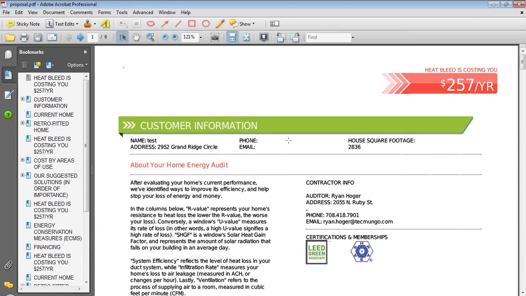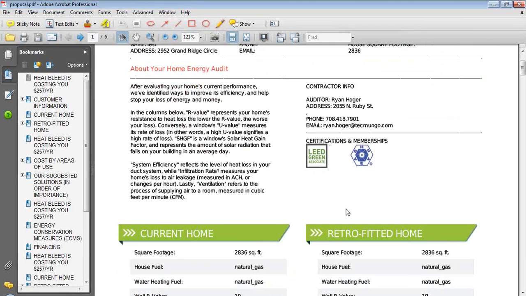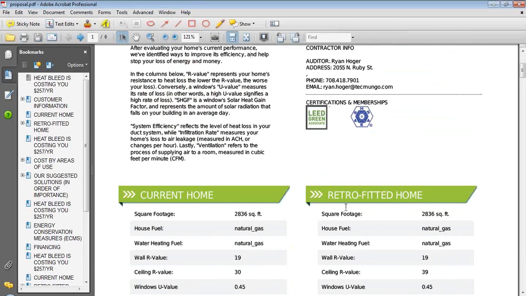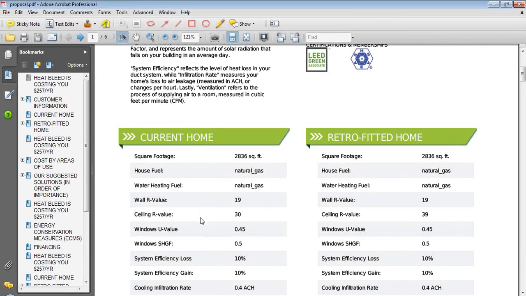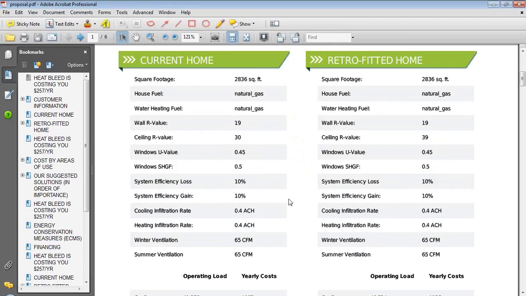The basic information about the customer, if I chose to put it in, I didn't do that. My information right here, if I have any affiliations with any trade organizations or NATE or any of that kind of stuff. And then everything side by side. The left is the current house, the right is the proposed house. So they can see all the stuff I put in. Same. Better ceiling insulation. Same.